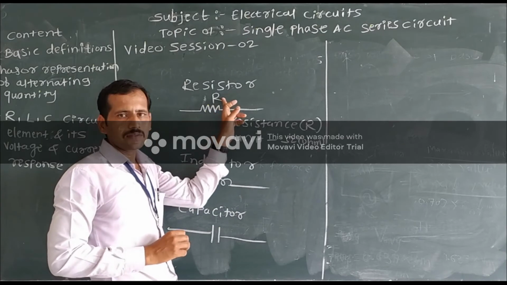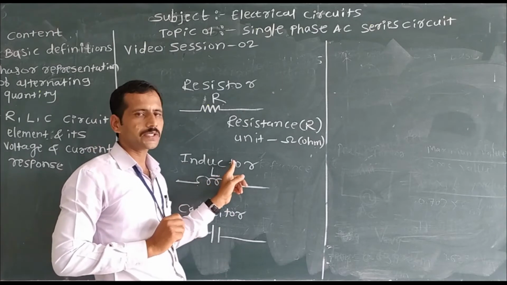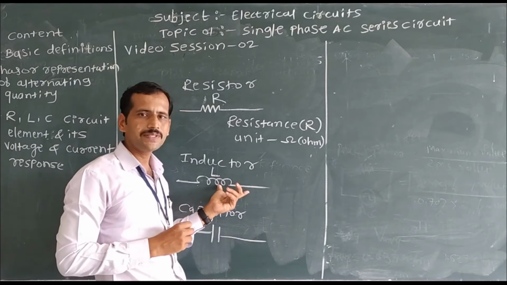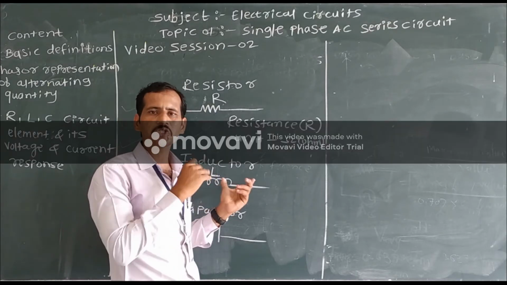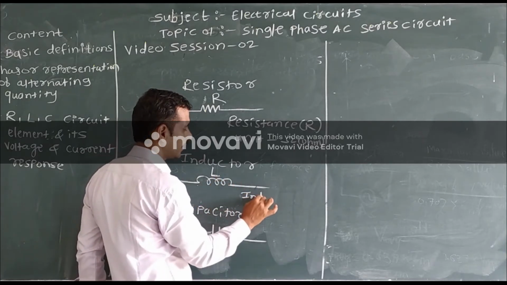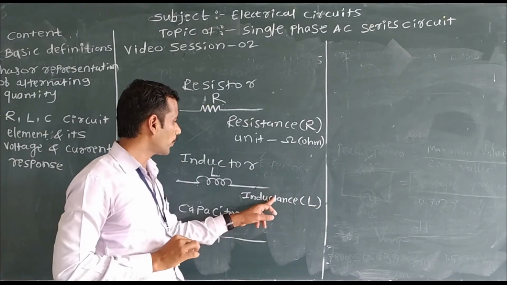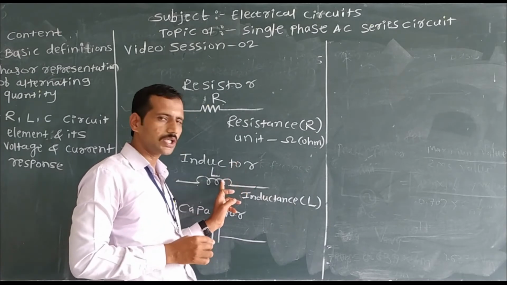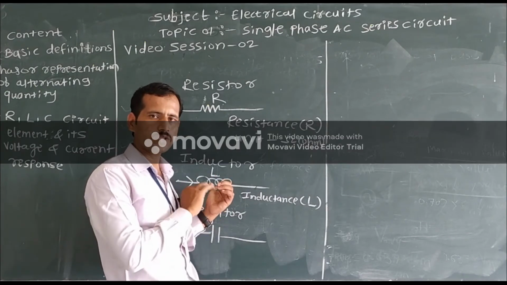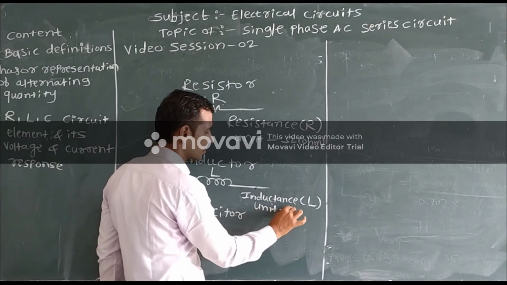So resistance R is a property of the resistor. Here inductance L is a property of the inductor, which opposes the change in current flowing through it. It means it opposes the sudden change in current flowing through it. L means inductance. Whatever current is flowing through the inductor, if a sudden change occurs, it will oppose that, and that is known as inductance. And its unit is Henry.